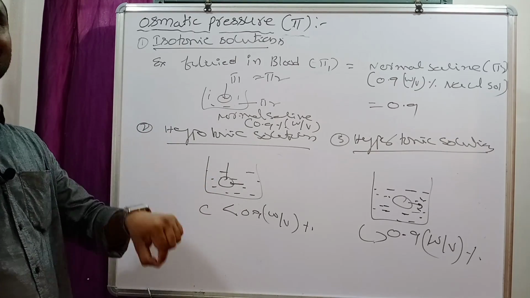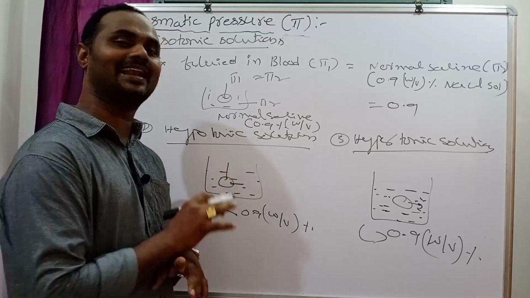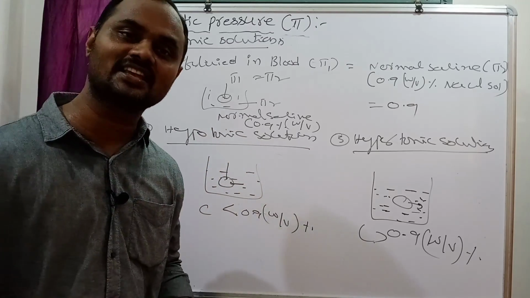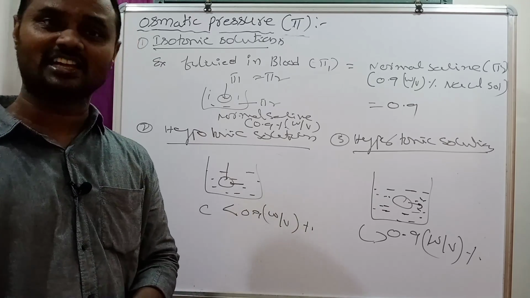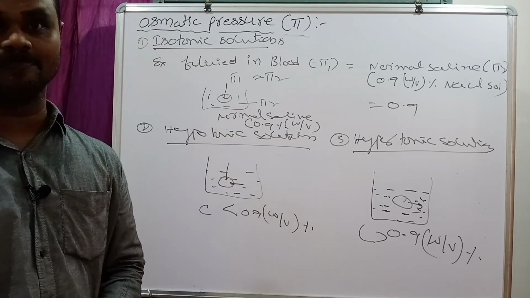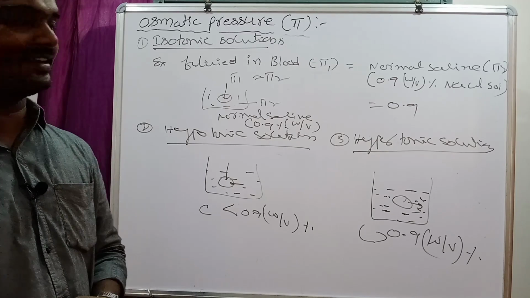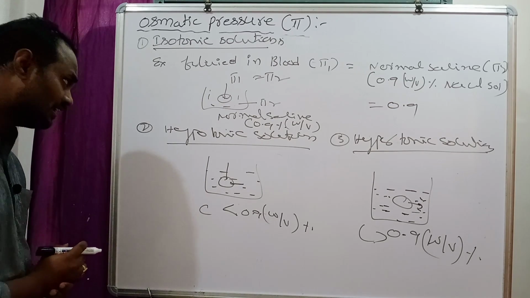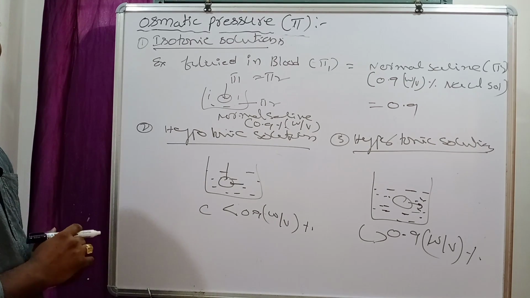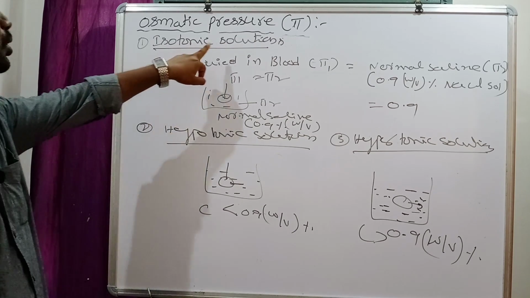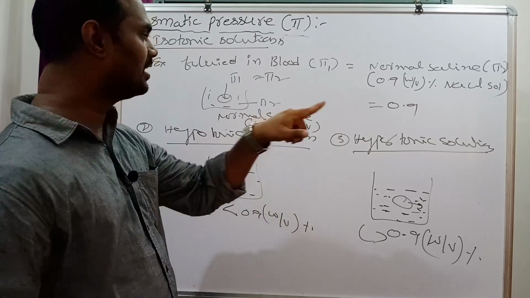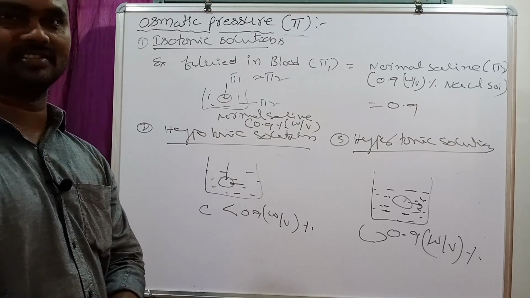If the blood cell is placed in normal saline solution, there is no increase, no decrease. That's why for IV injections and all, they give normal saline. Due to giving normal saline, what will happen? The size of the blood cell neither increases nor decreases. Is it clear? These are the isotonic, hypotonic, and hypertonic solutions.